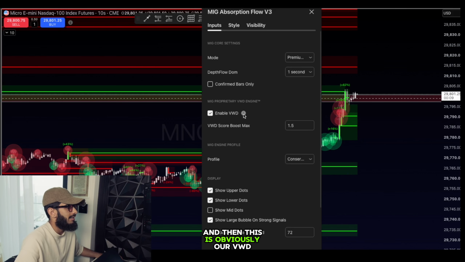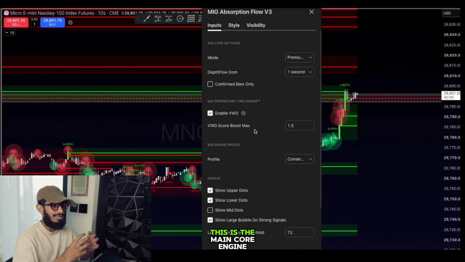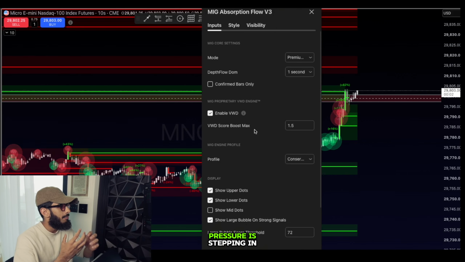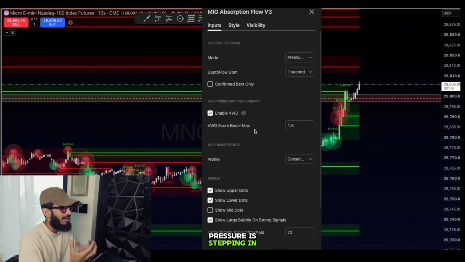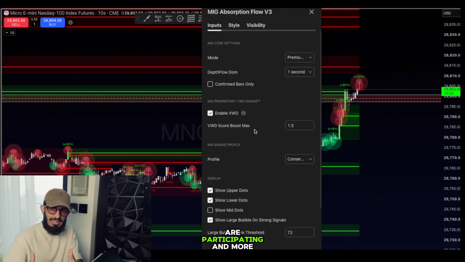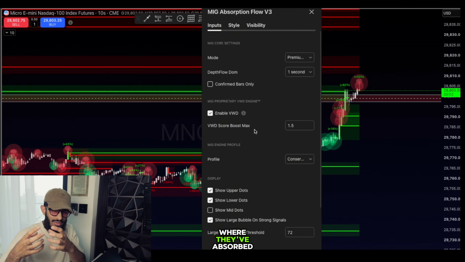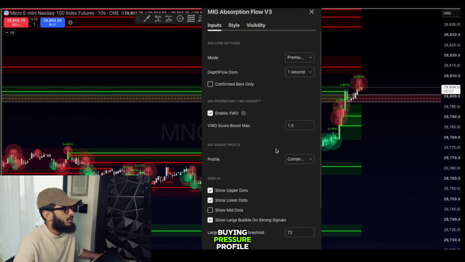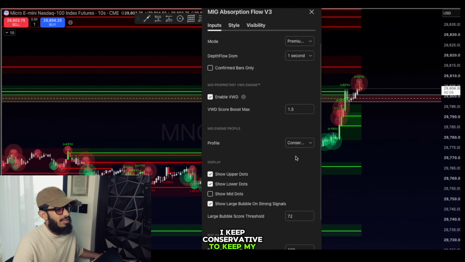And then this is obviously our VWD engine. This is the main core engine whereby we can actively see where pressure is stepping in, but more importantly, where active buyers are participating, and more importantly, where they've absorbed selling pressure or where sellers have then absorbed a buying pressure. Profile, I keep conservative to keep my chart nice and clean.